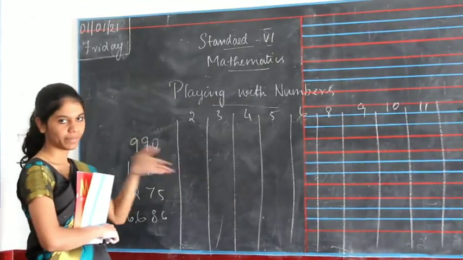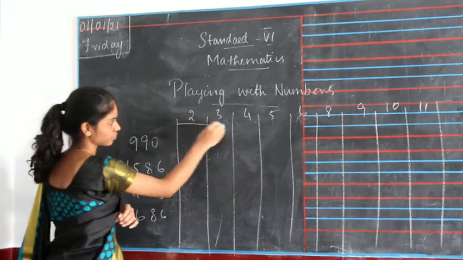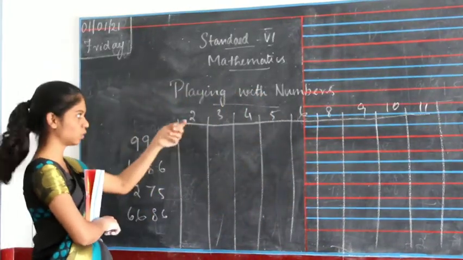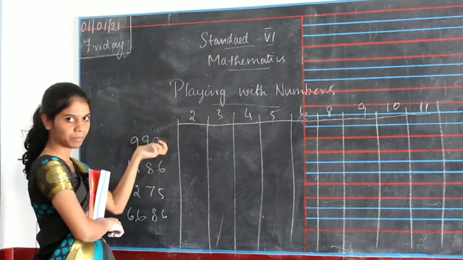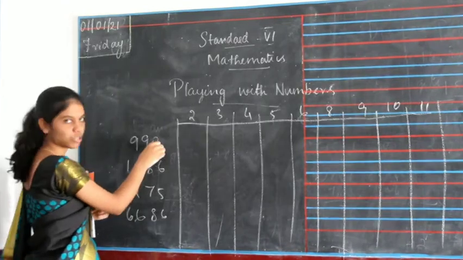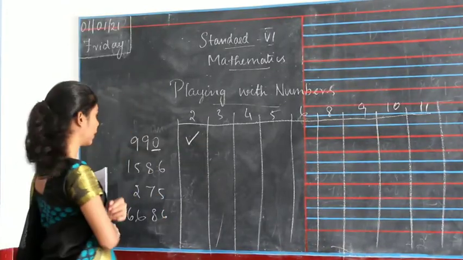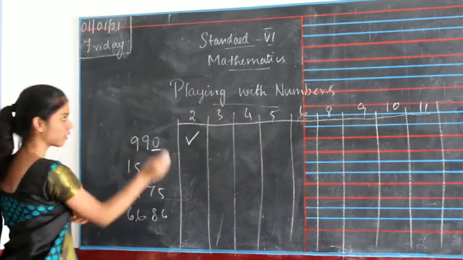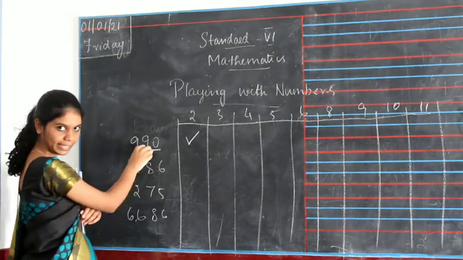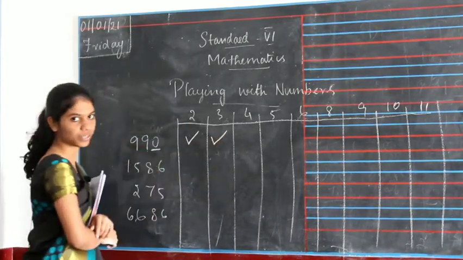Okay, now we are going to check for the number whether it is divided by these numbers or not, by whatever I taught you. Okay, so first 2. In order to find whether a number is divided by 2, what you have to see is the unit place, right? So you have 0 here, which means this can be divided by 2. Now 3. For 3, you have to add the numbers, right? 9 plus 9 will be 18. 18 can be divided by 3. So this is divided by 3 also.